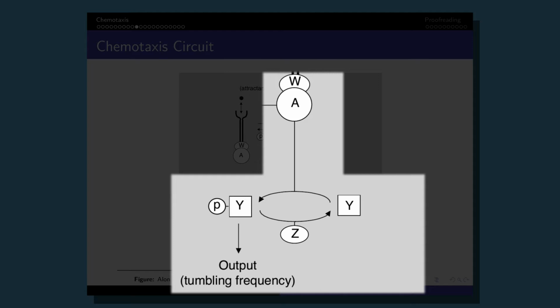Key Z is the equivalent of key R for Y. It will constantly and steadily dephosphorylate Y and is not affected by the receptor state.